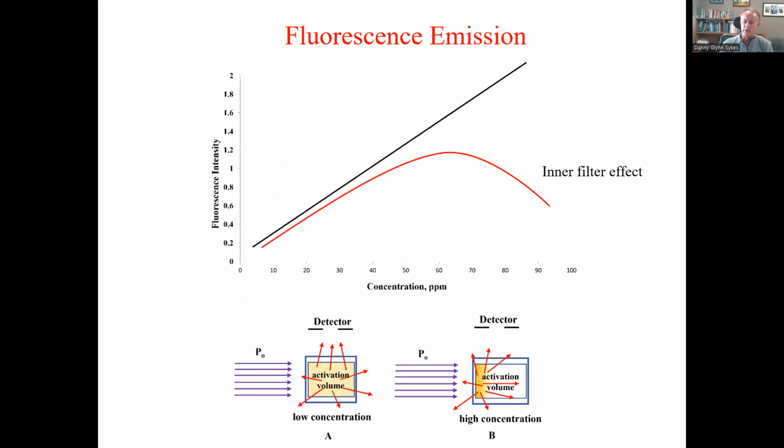At low concentrations, the activation volume is the same. So absorption really occurs throughout the cuvette volume. And then we're looking at emission now, right? A molecule has to absorb the incident radiation, but then it's going to emit a photon of a longer wavelength. But it's emitting photons in many different directions. So only those that are emitted towards the detector are actually seen by the detector. Okay, and so that's great.